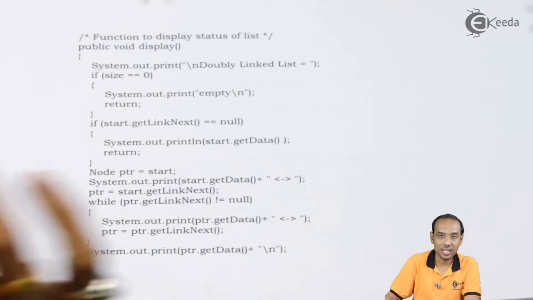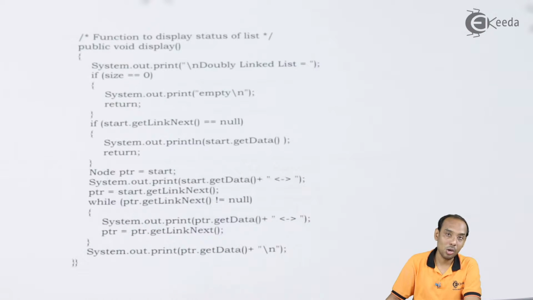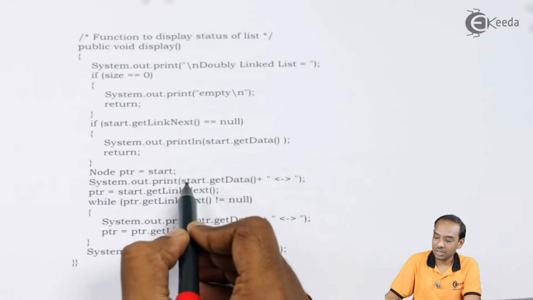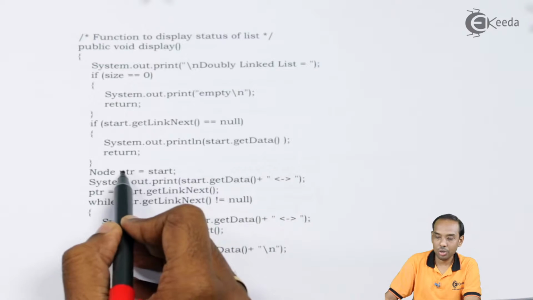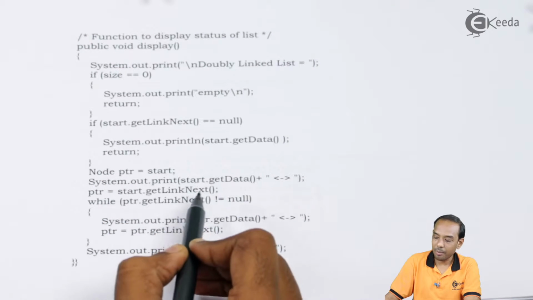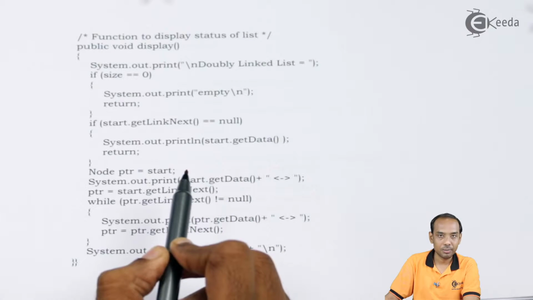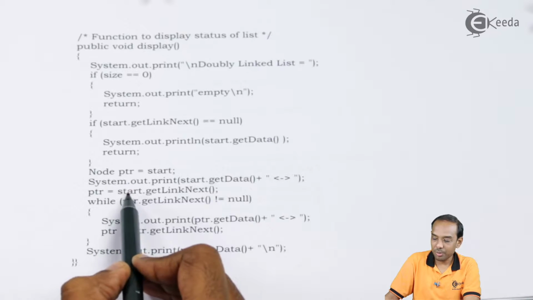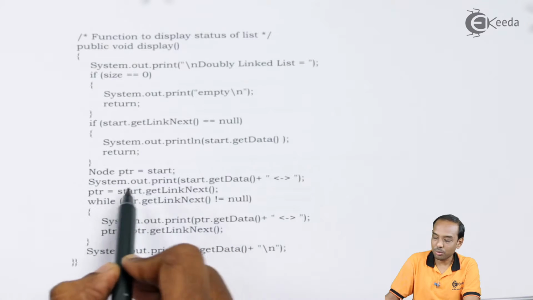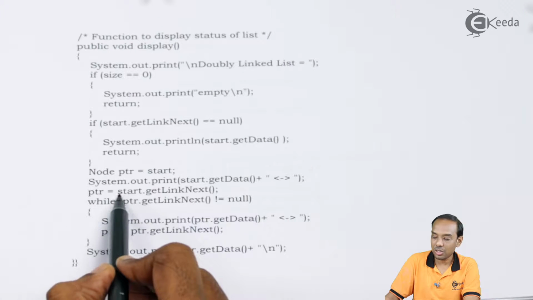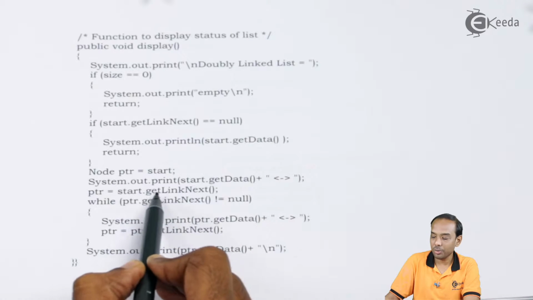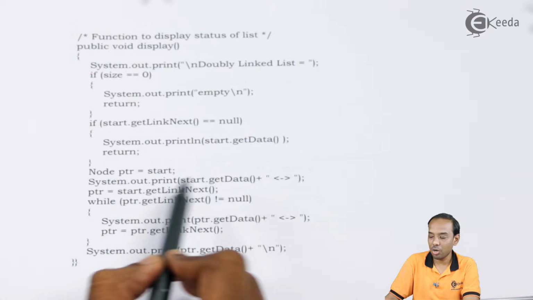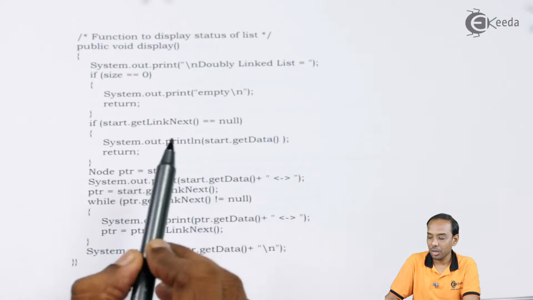Now if this is not the case, then we need to have the values properly. In that case, start will be given to ptr and then we will start printing the values. So start is going to be given to ptr, then we are calling the get data method using start dot get data. After that I need to have the value of ptr. So I'm going to call which method now? Get link next, based on which object? Start. So I'm going to write ptr equal to start dot get link next. So this object points to which method now? Get link next. So ptr is equal to start dot get link next.